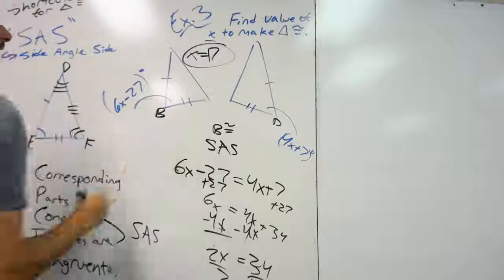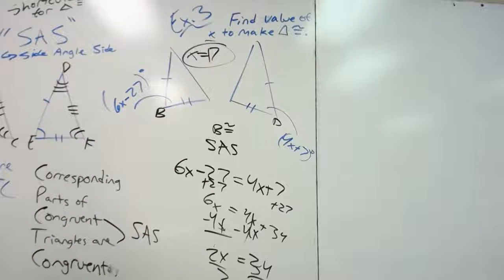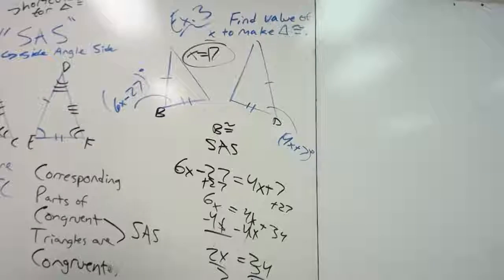And that would prove that the two triangles would be congruent because now their angles are congruent. But that is the side angle side congruence theorem.